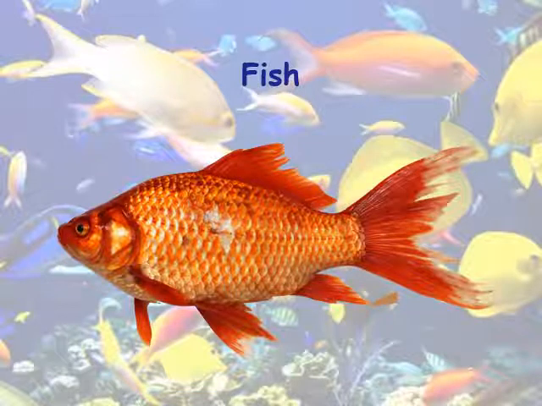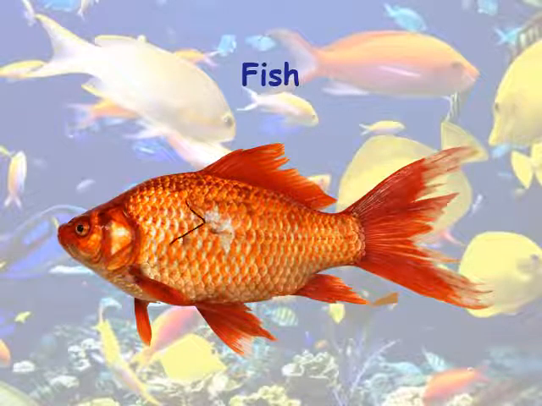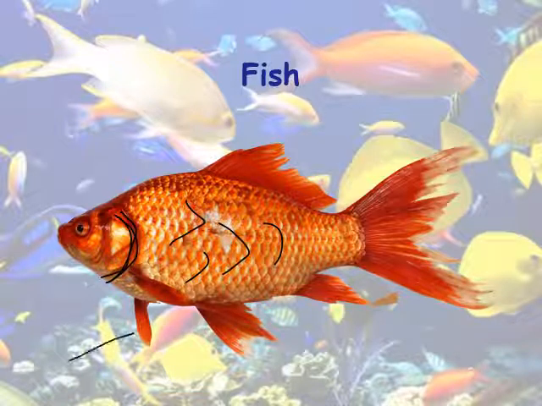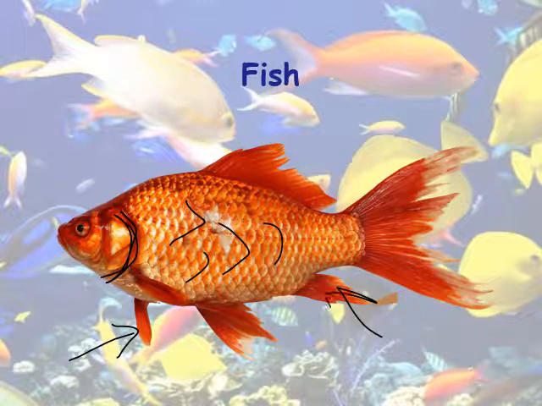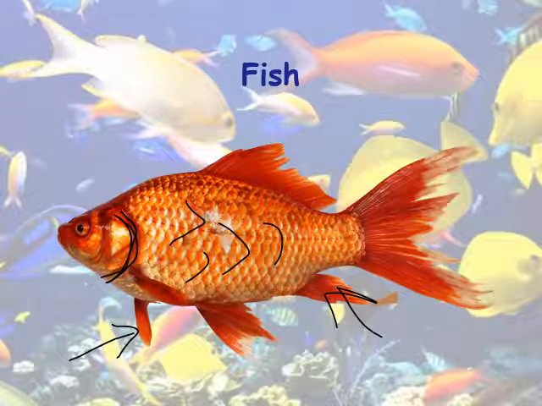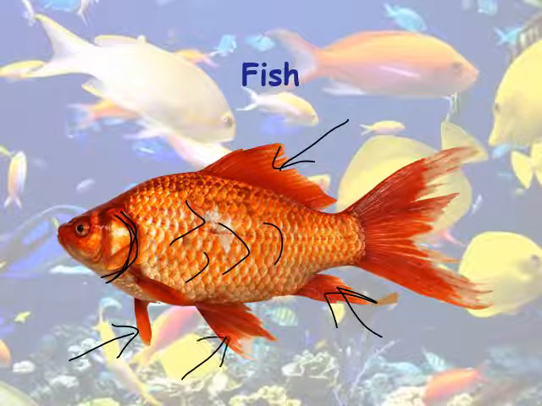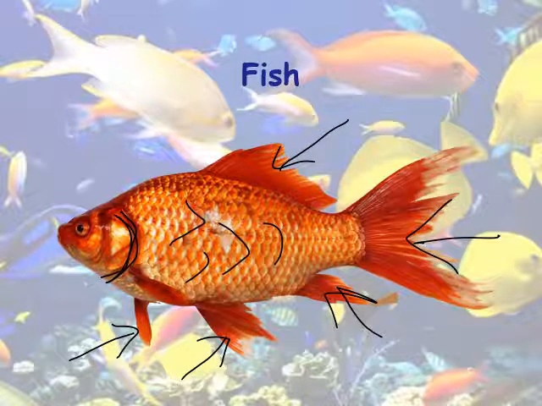This is a fish. Again, Leia, what covers the body of the fish? Disconnected scales. And Angelina, what is this? Gills. Hala, what do you think this is? Fin. Lana, this? Fin. This one? Fin. Tail. A tail fin.